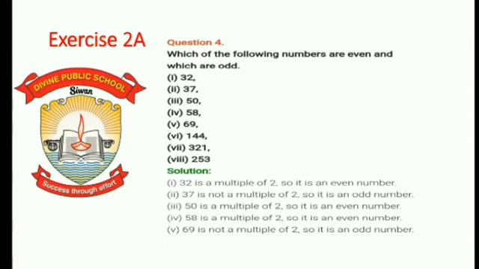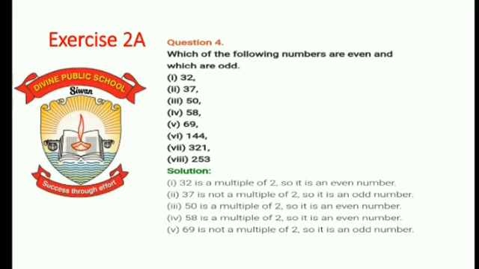Now on this slide we are going to discuss the fourth question of this exercise. Which of the following numbers are even and which are odd? Before doing this question, first of all we get to know about even and odd numbers. An even number is a multiple of 2, like 2, 4, 6, 8, 10, and so on. An odd number is a number which is not a multiple of 2, like 1, 3, 5, 7, 9, and so on.